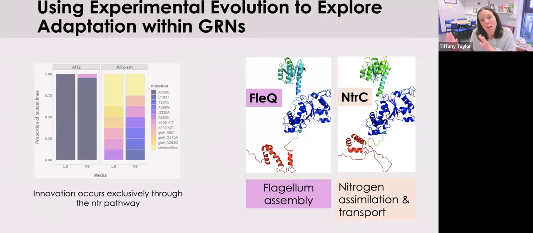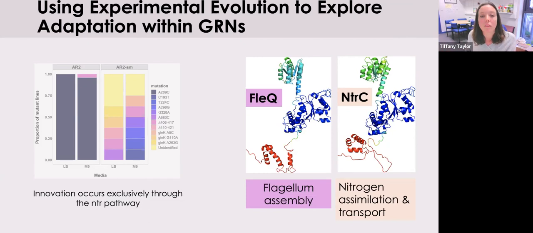So I want to move on to my second project now. So that was looking at how biases at the nucleotide level can really alter adaptive outcomes. And now I want to think about the gene regulatory network level. So at this point, we've done this experiment hundreds of times, and we've allowed rewiring to occur between FLEQ and NTRC. And we always saw innovation occurring exclusively through the NTR pathway. So it was always the mutations were in that NTR pathway and never anywhere else.